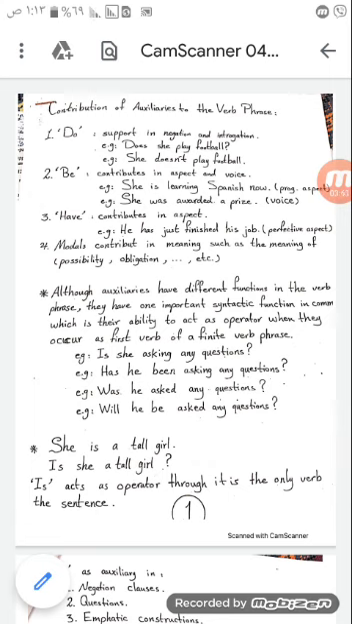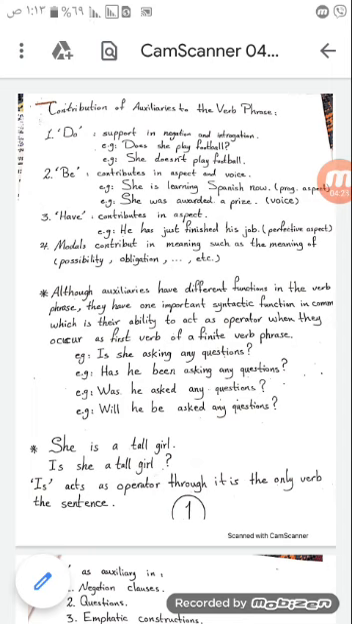So, she is asking some questions. In the interrogative form, we use is she asking. Some is changed to any, and we use what? Question mark. Has he been asking any questions? The affirmative form is he has been asking some questions. Was he asked any questions? He was asked some questions. Will he be asked any questions? He will be asked some questions.